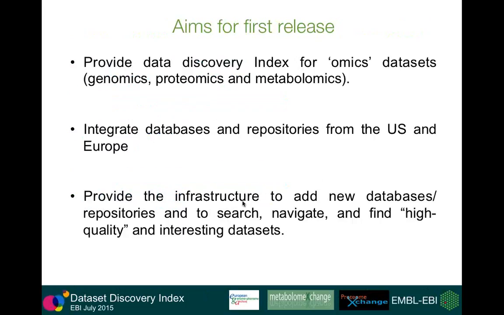In that context, we are trying to develop a system that has 3 main aims. The first aim is to provide a data discovery index for omics datasets, let's say genomics, proteomics, and metabolomics from the very beginning. Integrate databases and repositories from the US and Europe in one place, and provide the infrastructure to add new databases and repositories for searching, navigating, and finding high quality and interesting datasets very easily.